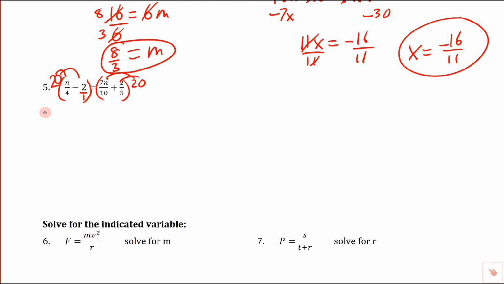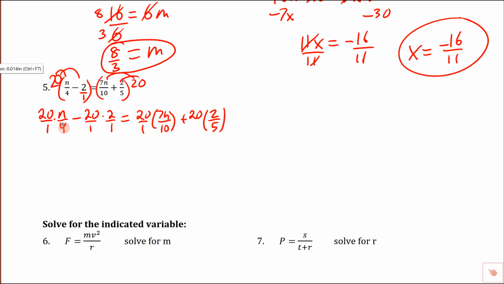So I'm going to write this out completely. This is 20 times n over 4, and I'm going to put that 20 over 1. Then this is minus, we'll do the 20 times the 2, and if you wanted to, you could put those both over 1. Then on this side, we have 20 times, and I'm going to use a set of parentheses on this side, 7n over 10. Again, I'll put that over 1. And then we've got the plus, and we'll put a 20 in front here, and then we'll do the 2 over 5. So here's what's happening on each one of these.